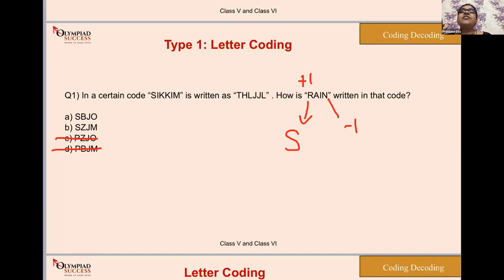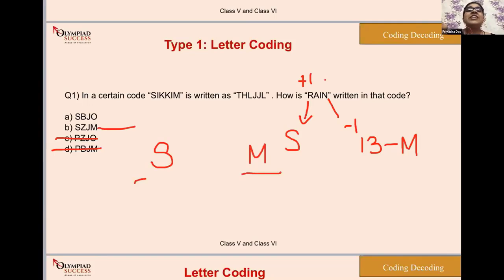Now I will not check for any other thing. I'll just check for the last one. N is 14 and -1 will give me 13. 13 means an M, as we just learned in the video. So my answer should start with S and end with M. And there is only one option which is satisfying this condition, and that is option B, right?